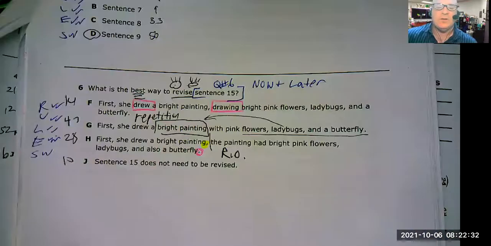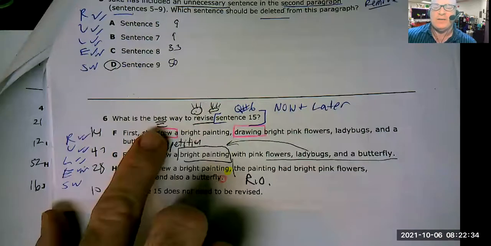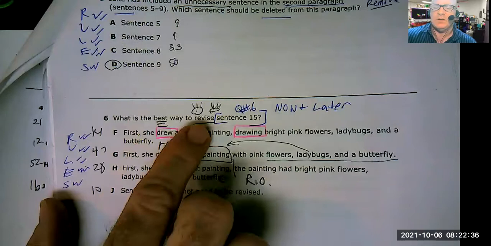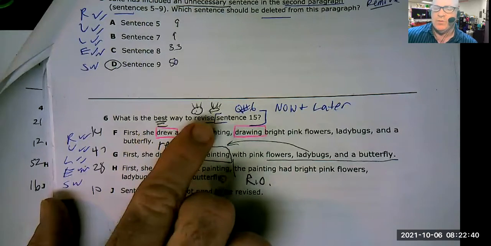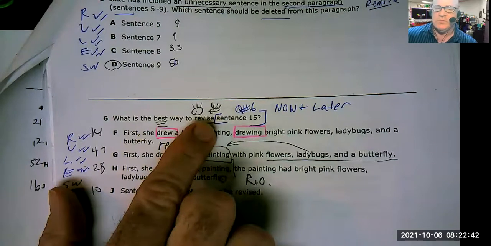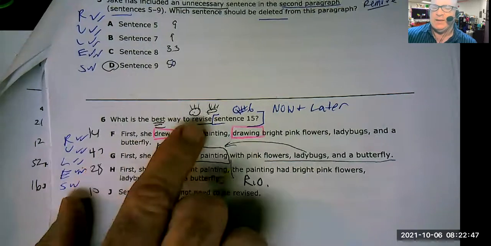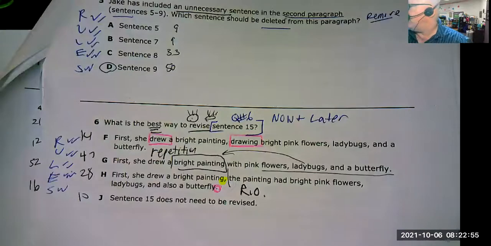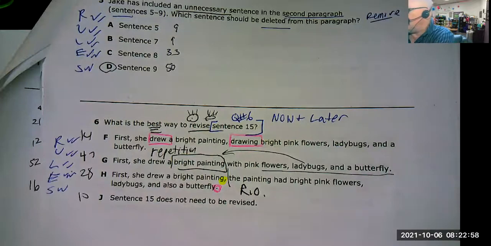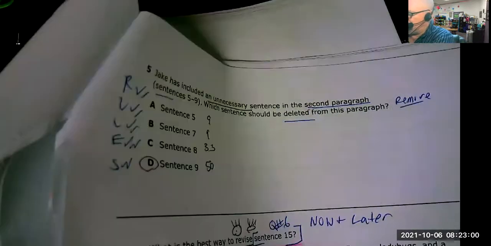It says, what is the best way to revise sentence 15? Okay, revise is one of the lowest level questions, but it got the lowest percent correct. And I think we're misunderstanding what revising means. All we're doing, you look at my graphic organizer.